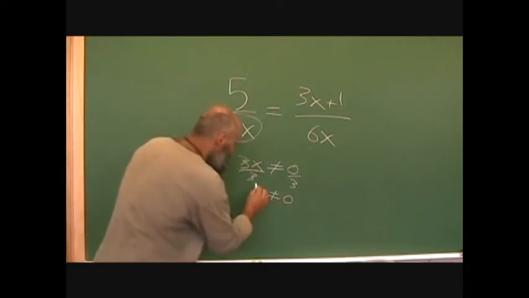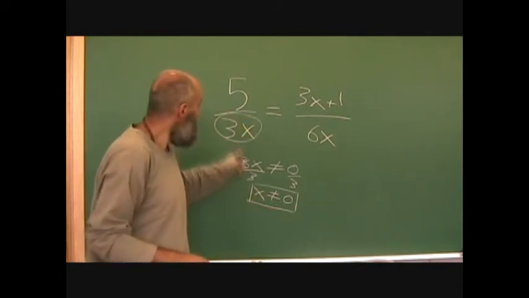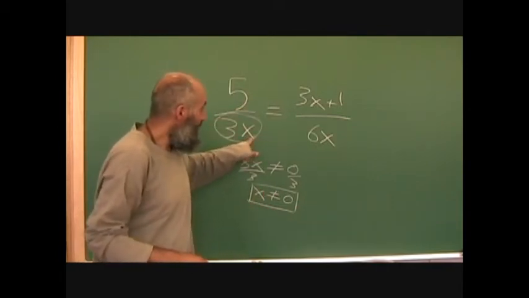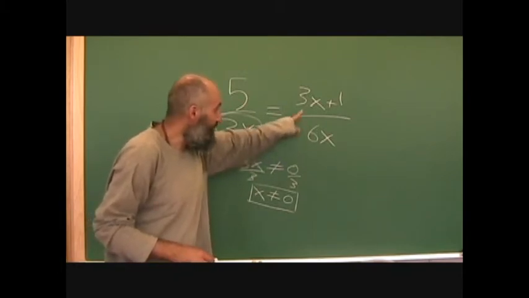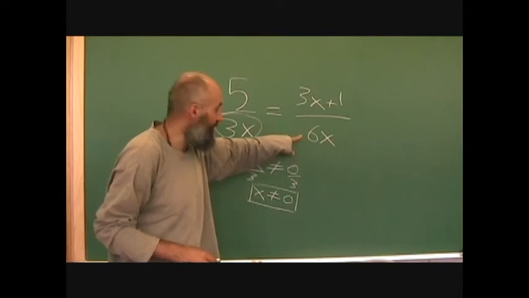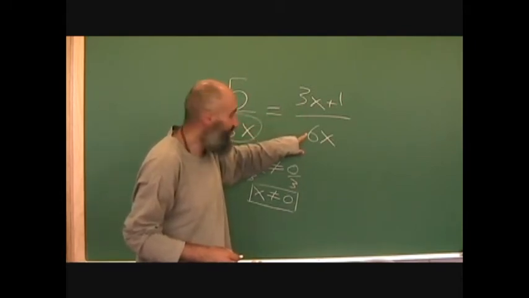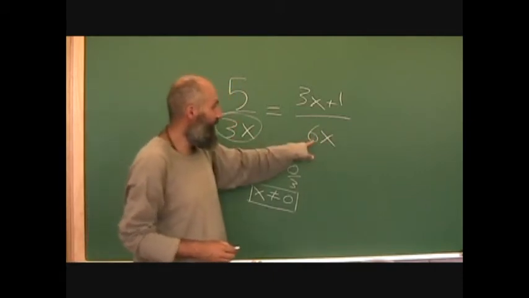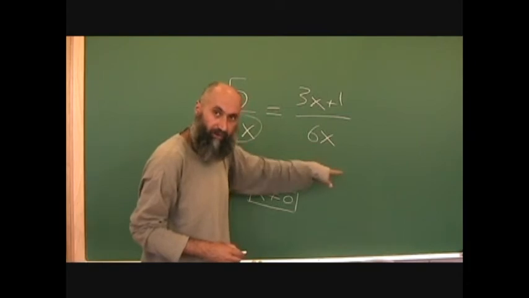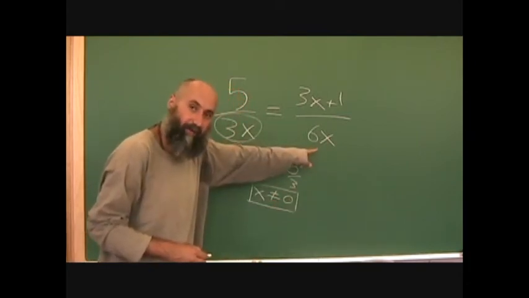Okay? And this is our restriction when we're solving for this equation. Now, this side also has an equal sign, and it also has a fraction, so you also have to take a look at this side and say, what's the restriction here? The restriction here is exactly the same as the restriction here, because if you go 6x cannot equal 0, you divide by 6, so x cannot equal 0. So you get the same restriction for this side of the equation.